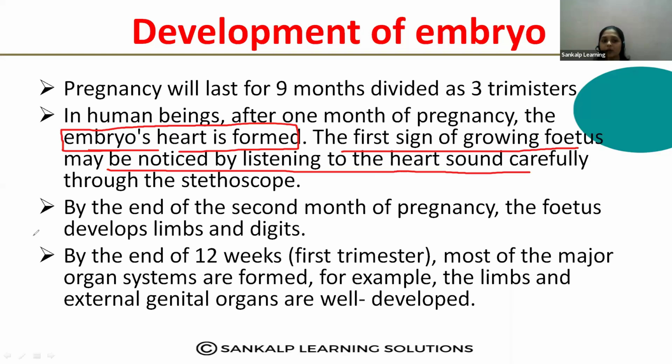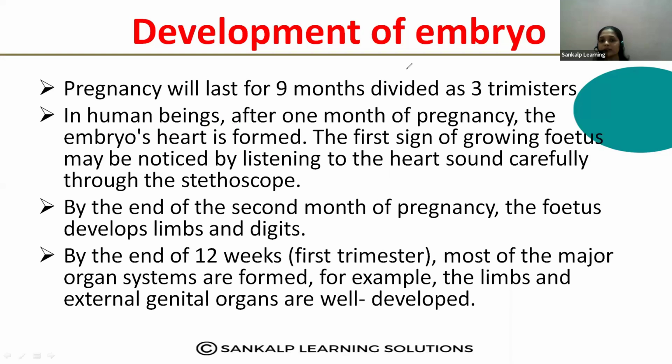So embryo heart formation ಯಾವಾಗ ಆಗತ್ತೆ? Option ಕೊಡ್ತಾರೆ. After 1 month, 2 month, 3 month, 9 month. So the heart is formed; development of the heart takes place in the embryo after the 1 month. That is also important. ಗೊತ್ತಾಯ್ತಾ?